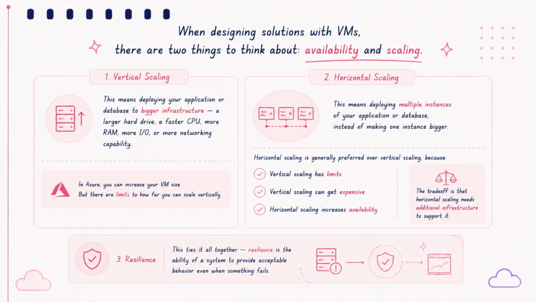Horizontal scaling. This means deploying multiple instances of an application or database. Instead of making one instance bigger, horizontal scaling is generally preferred over vertical scaling because vertical scaling has limits. Vertical scaling can get expensive, horizontal scaling increases availability. The trade-off is that horizontal scaling needs additional infrastructure to support it. Resilience. This ties it all together. Resilience is the ability of the system to provide acceptable behavior even when something fails.